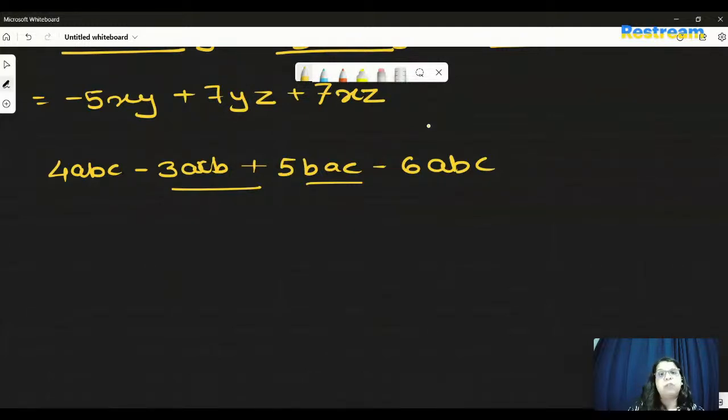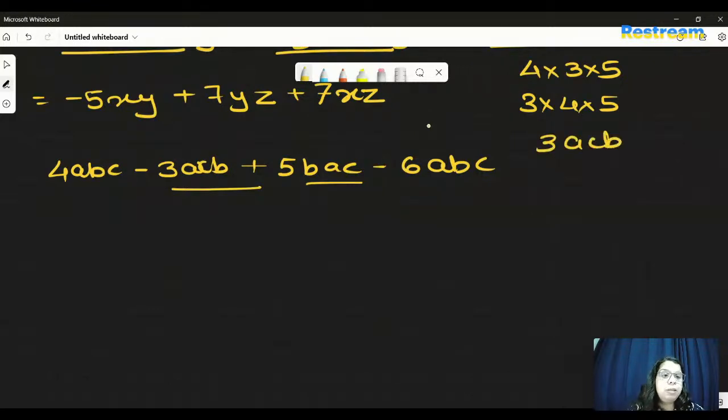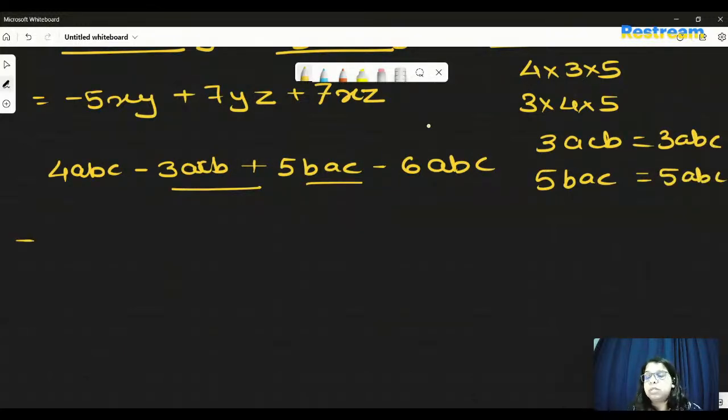product can be rearranged. Like if we have 4 times 3 times 5, even if I write it as 3 times 4 times 5, it is still going to give me the same answer. So similarly, if I have 3ACB and 5BAC, I can write it as 3ABC and 5ABC. So these two terms I'm going to convert in alphabetical order.